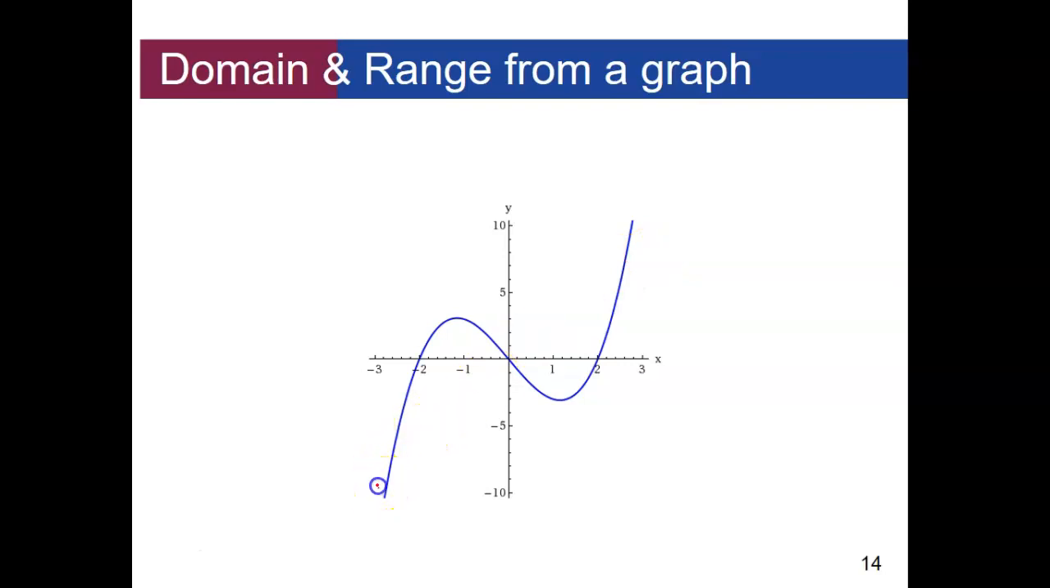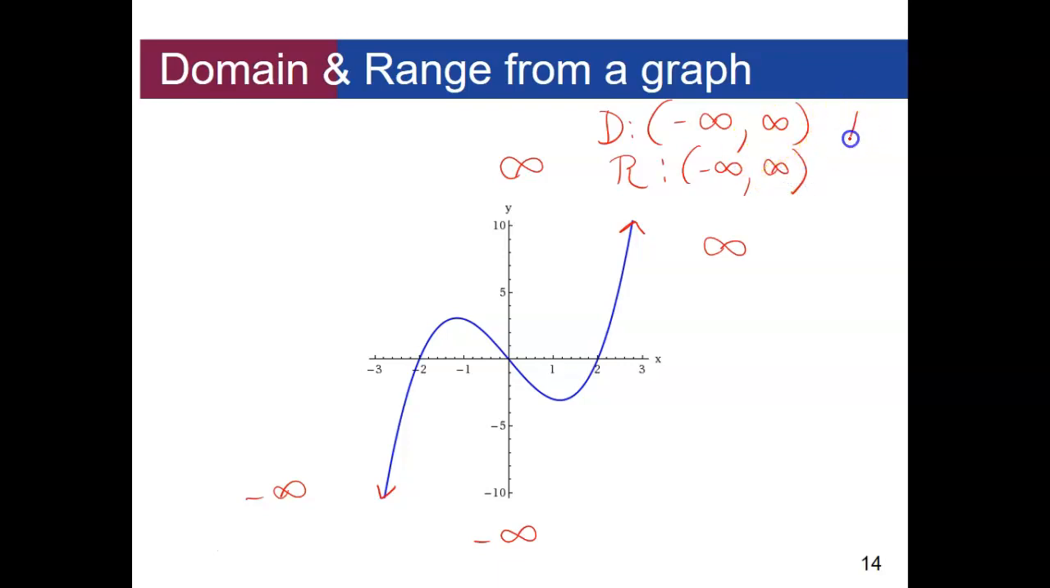Okay, here's one. Again, assume these are going in each direction. So the domain on this one, it's going down and out. So it's going from negative infinity. Here it's going up and out. So it's going to positive infinity. So negative infinity to positive infinity. The range, same thing, is starting down here at negative infinity and going all the way to positive infinity. So this one's going to be all real numbers for both the domain and the range.